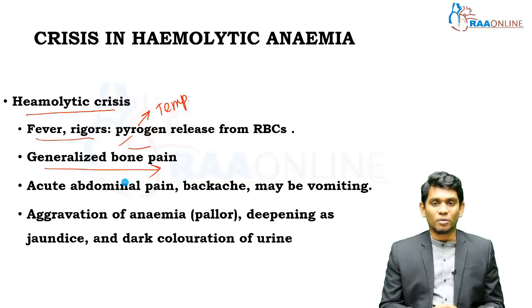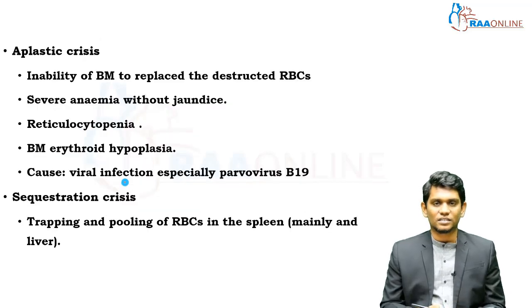And there is aggravation of anemia, deepening of jaundice and discoloration, because normally hemoglobin is maintained at 9 to 10. But due to this hemolytic crisis, more and more RBCs are ruptured, more and more hemoglobin is released into circulation, leading to exacerbation of anemia, fever, rigor, chills, and all these things. Okay, hemolytic crisis.